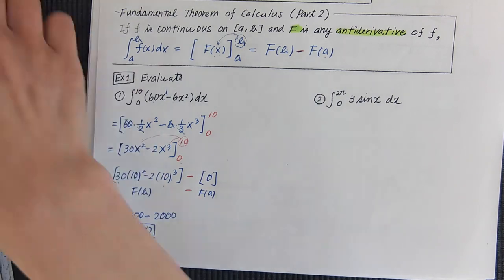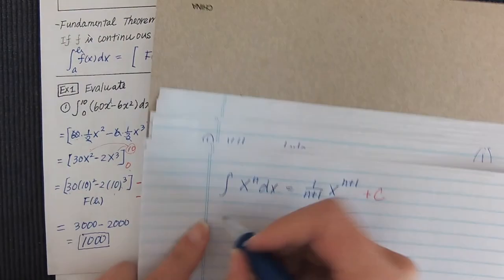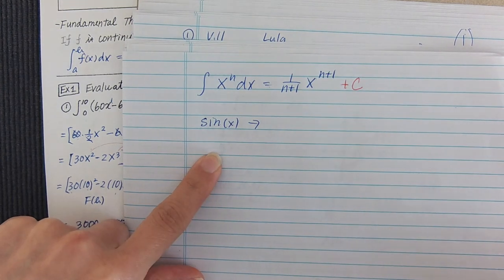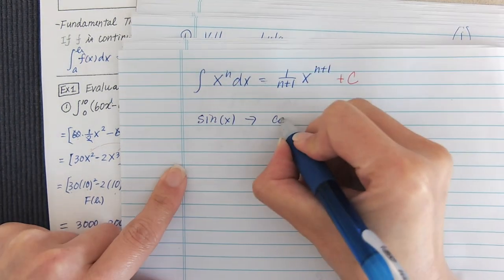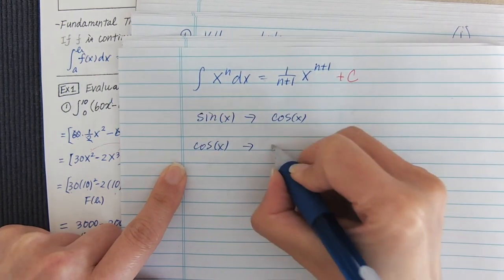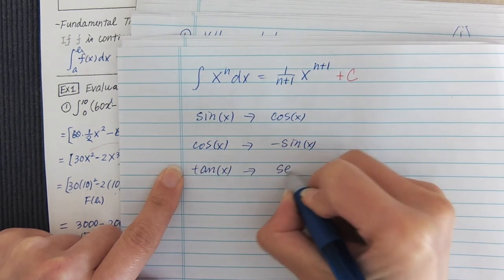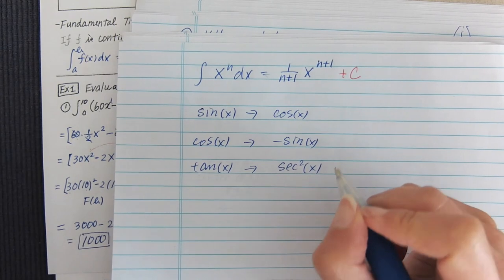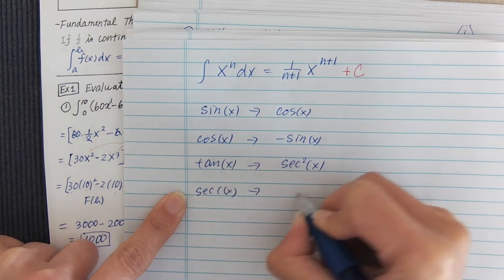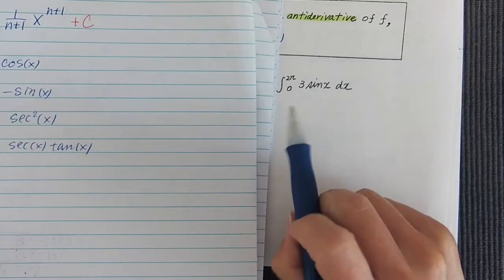Just before we do that, let's quickly review. What's the derivative of sine x, not the antiderivative? Cosine x. What's the derivative of cosine x? Negative sine x. What's the derivative of tangent? Secant squared, because I don't want you to memorize the antiderivatives, you just need the derivatives. What's the derivative of secant? Secant x tangent x.